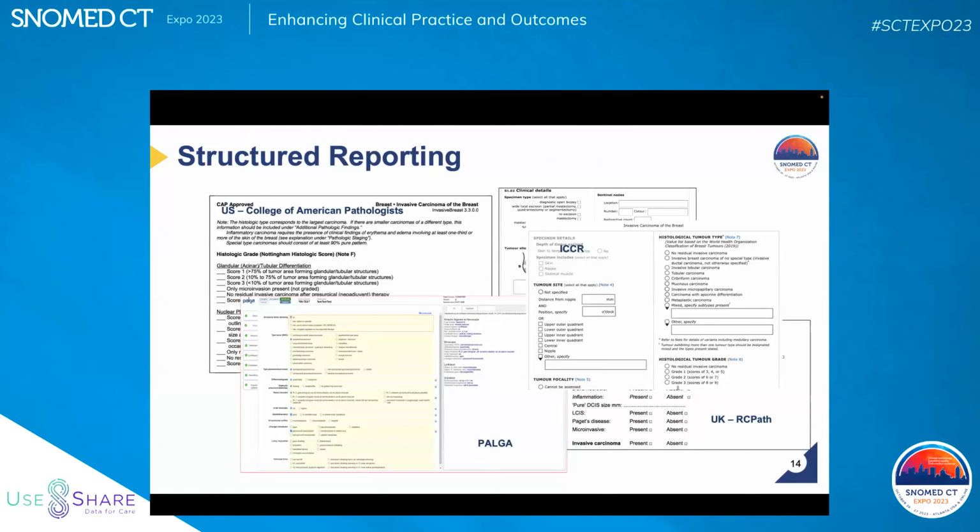Then comes this thing called structured reporting by the CAP, ICCR, PALGA, the Royal Colleges, where they start to say, you know what, we're going to start putting something out called data sets or synoptic reports. They are the minimum required data elements that the pathologist needs to report to the surgeon, to the oncologist, to communicate what this tumor is and its characteristics.